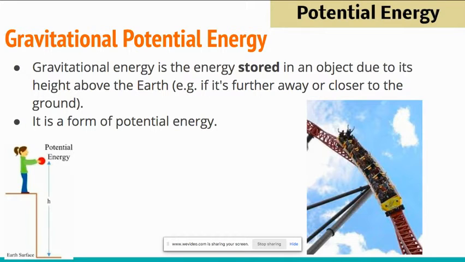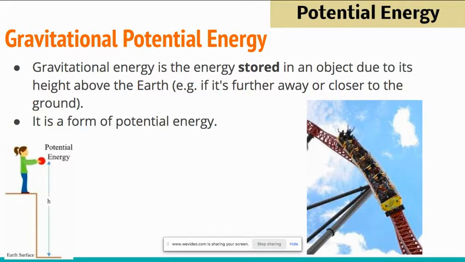So, gravitational potential energy. And I'd love for you to write the definitions down of each of these forms of energy, if only for your sole need to remember science knowledge. So, gravitational energy is the energy stored. Notice I bolded stored. Anything that is potential energy is going to have that word stored in it. So, gravitational energy is stored in an object due to its height above the Earth. So if it's farther away from the ground, it's got more gravitational energy. If it's closer to the ground, it has less gravitational potential energy.